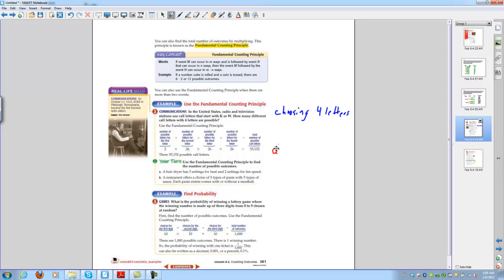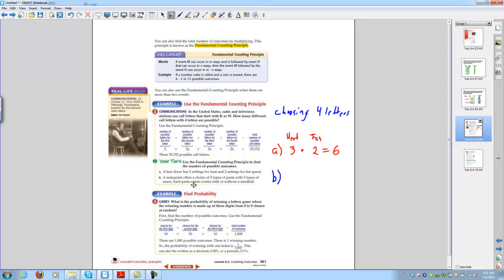If we look at A on the your turn problems, a hairdryer has 3 settings for heat and 2 settings for fan speed. So there's 2 different events here. You're picking out a heat setting and you're picking out a fan setting. There's 3 heat settings. There's 2 fan settings. The fundamental counting principle tells us I can multiply those, and that tells us that there are 6 possibilities overall, 6 possible outcomes. Now that would not be a hard one to do a tree diagram for if you wanted to, so you could see what those outcomes are, but the fundamental counting principle says we don't have to make that list, we can just multiply.